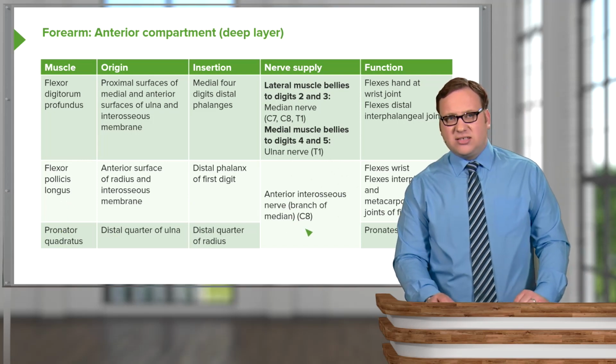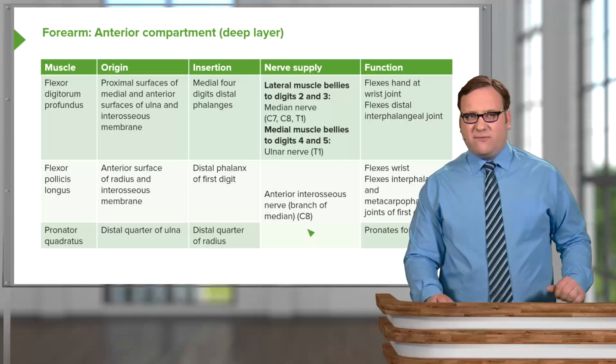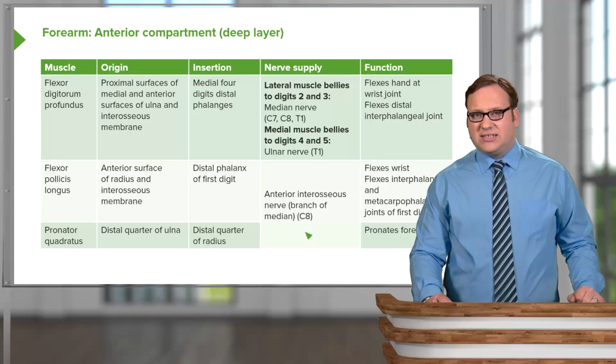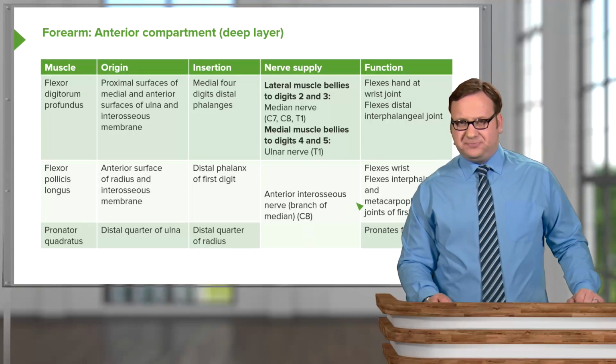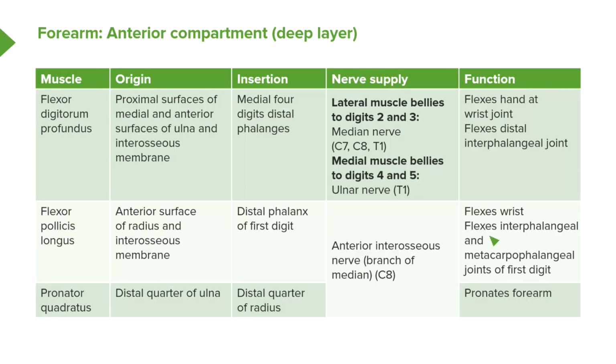Flexor pollicis longus does similar functions to flexor digitorum muscles, except it acts at the first digit. Continued contraction will flex the wrist. It flexes the interphalangeal and metacarpophalangeal joints associated with the first digit. Pronator quadratus pronates the forearm, so it acts on the radio-ulnar joints.